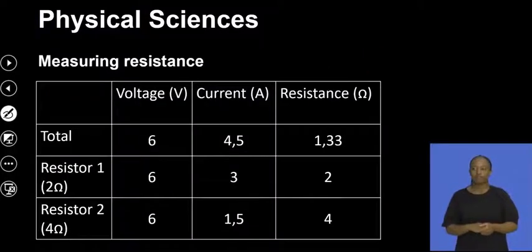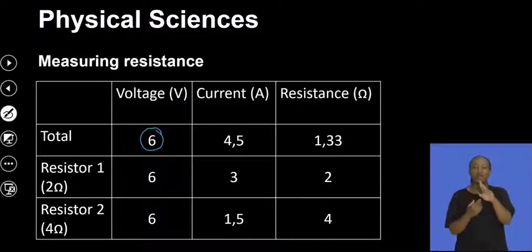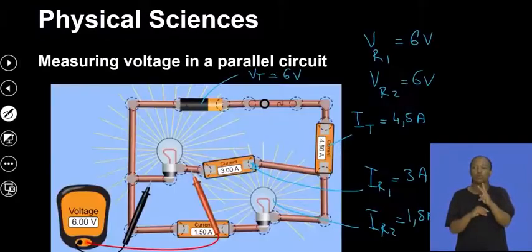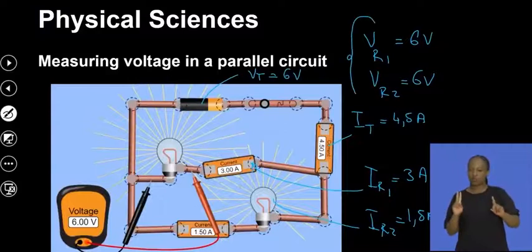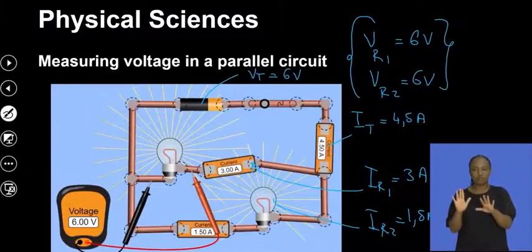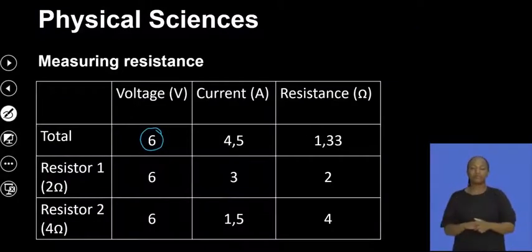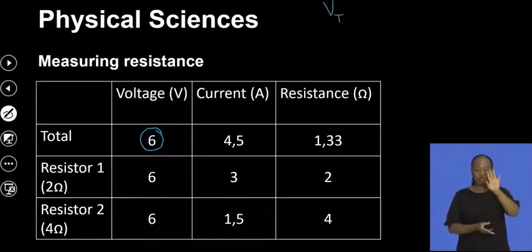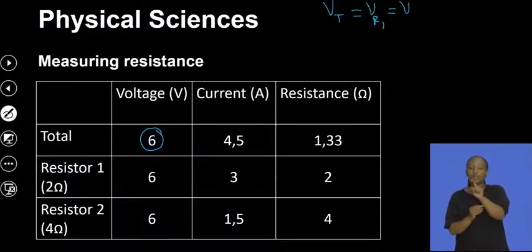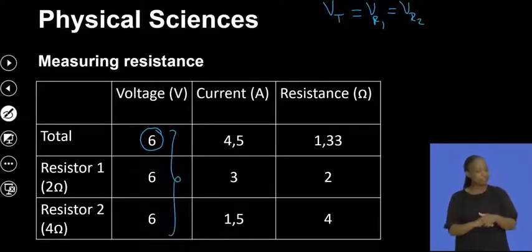So, this is what it is. The total voltage was 6 volts, and we also saw that the voltage across R1 is equal to the voltage across R2, as we have shown here. This takes us to the fact that V total is equal to V across R1, which is also equal to V across R2. That's an interesting observation as far as potential difference.